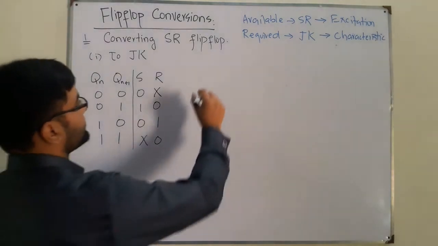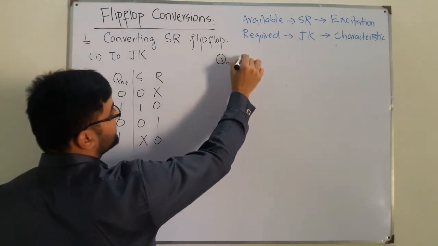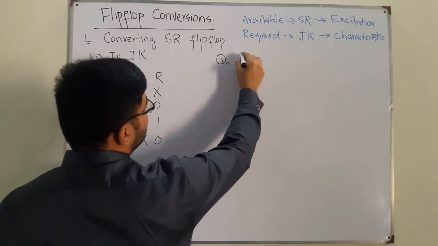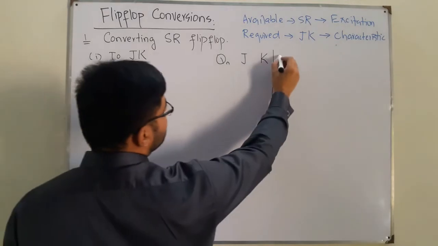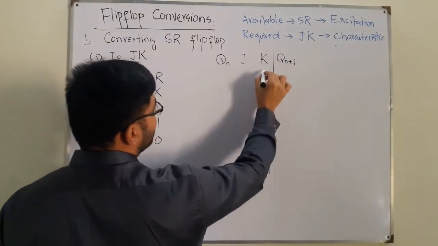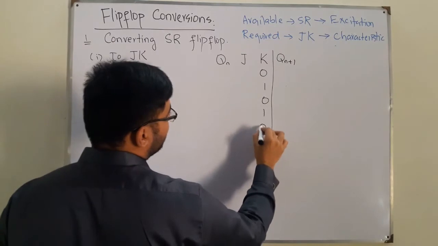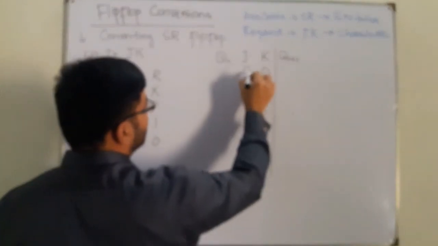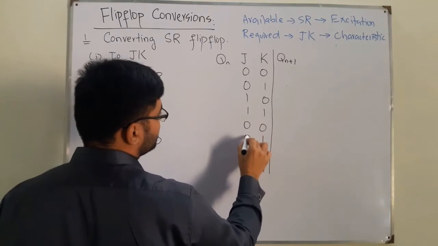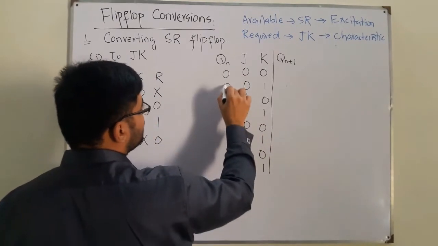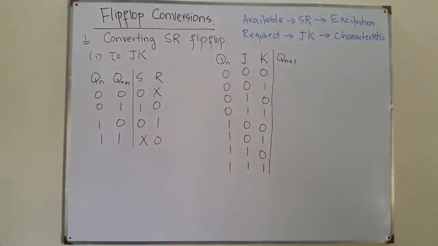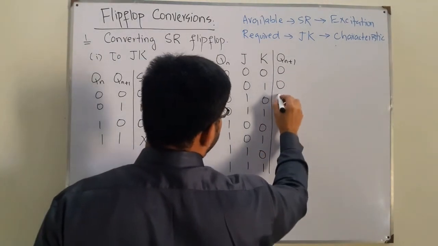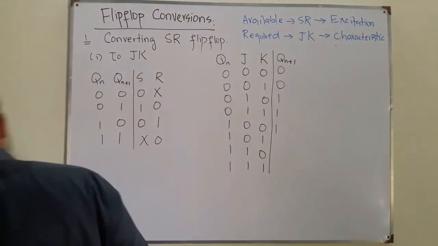So first you have the inputs. You have the inputs Qn, J, K. So these are the three inputs, and the next state is the output Qn plus 1. So you have eight rows. Let me copy it down from the book. The output is 0 0 1 1 0 0 1 0.